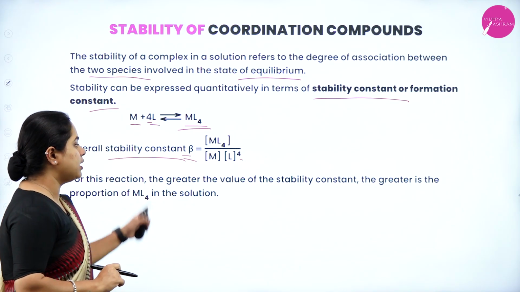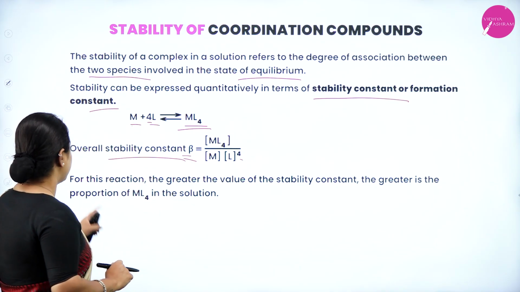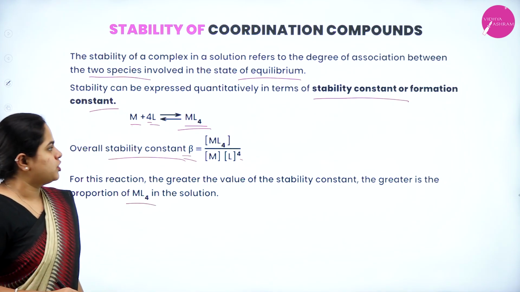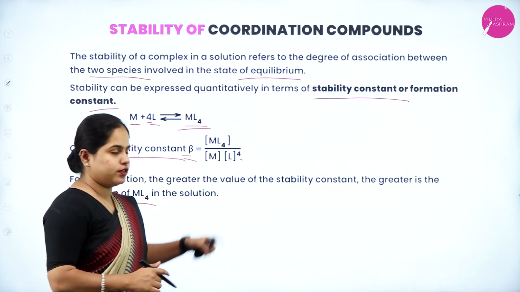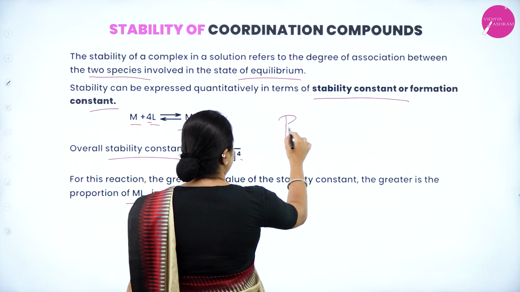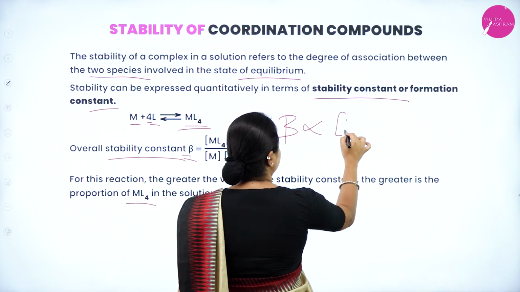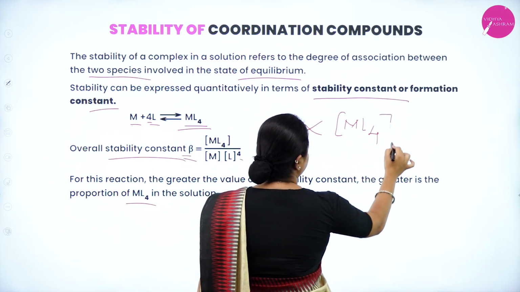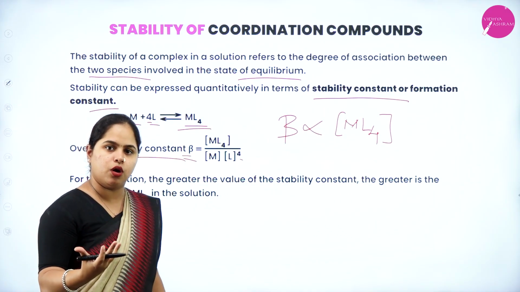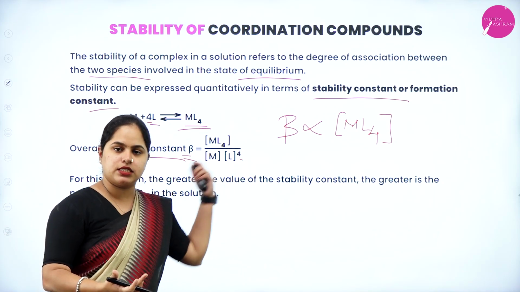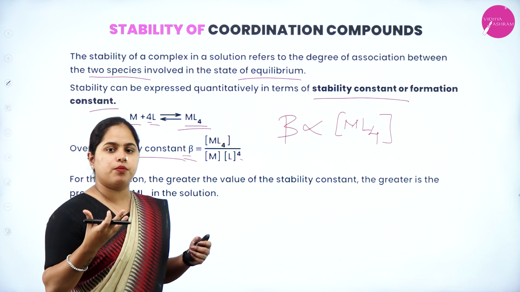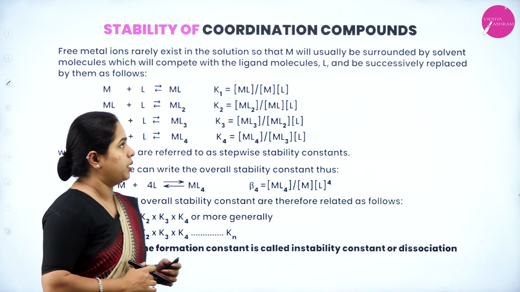So for this reaction, greater the value of stability constant, greater is the proportion of ML4 in the solution. As you can see here, the stability constant will be directly proportional to the concentration of the coordination compound, right? So if more coordination compound is present, that means the coordination compound is of course stable. That is, the stability constant will be more. Stability constant is more means what you can predict from there? Yes, the coordination compound is more stable, right?